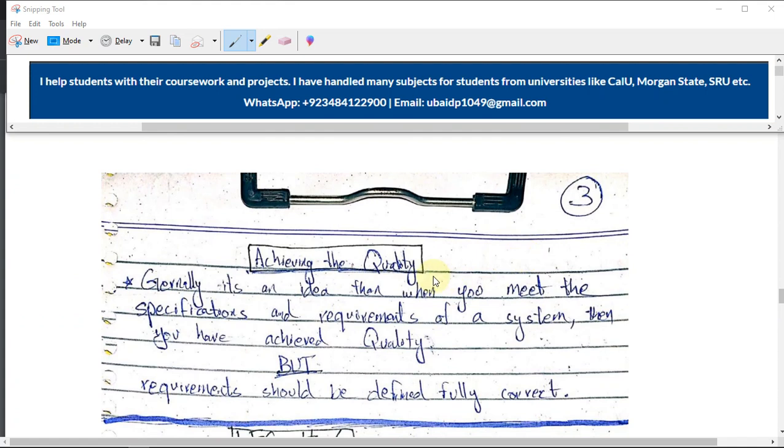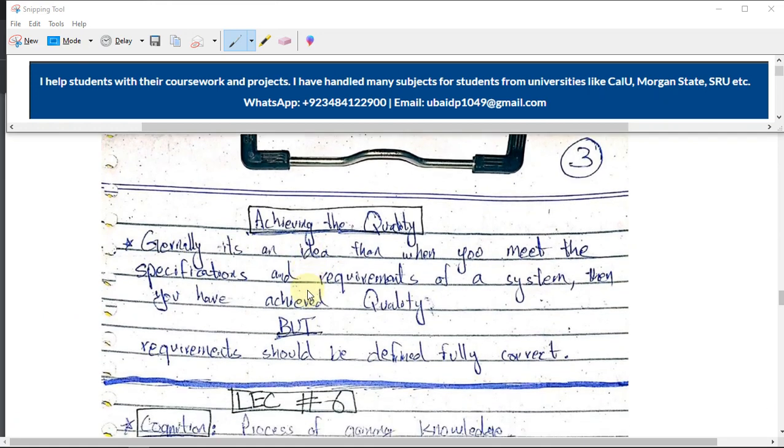Then there is the concept of quality of a system. How can we say we have achieved good quality of the system? Generally, the idea is that when you meet the specification, or you complete all the requirements of the system, then you can say I have achieved quality in developing the software, right?